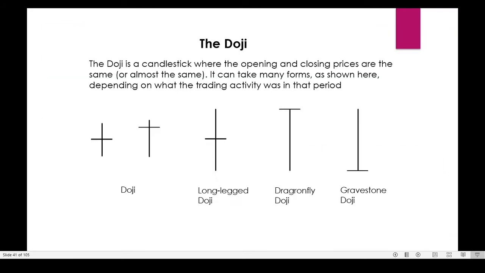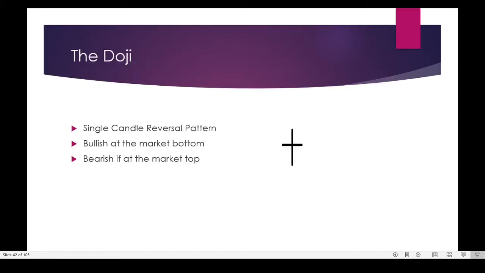All right, the Doji. Now, the Doji is a candlestick where the opening and closing prices are the same, or almost the same. It can take many forms as shown here, depending on what trading activity was in that period. So we have the regular Doji, we have the long-legged Doji, we have the Dragonfly Doji, and we have the Gravestone Doji.